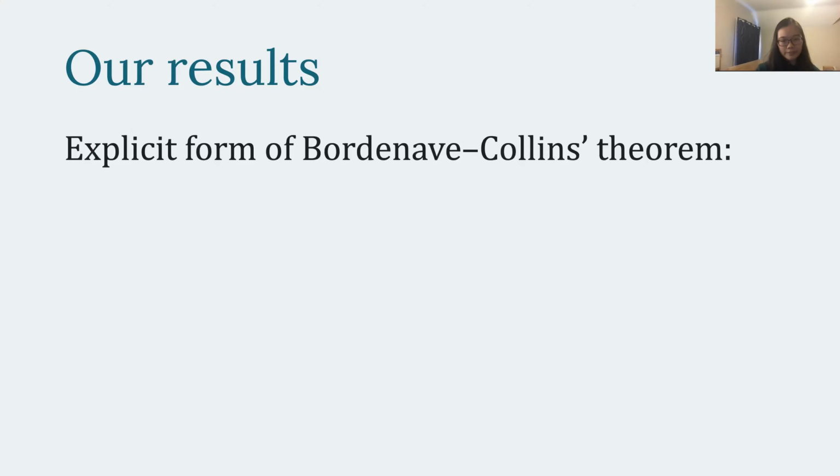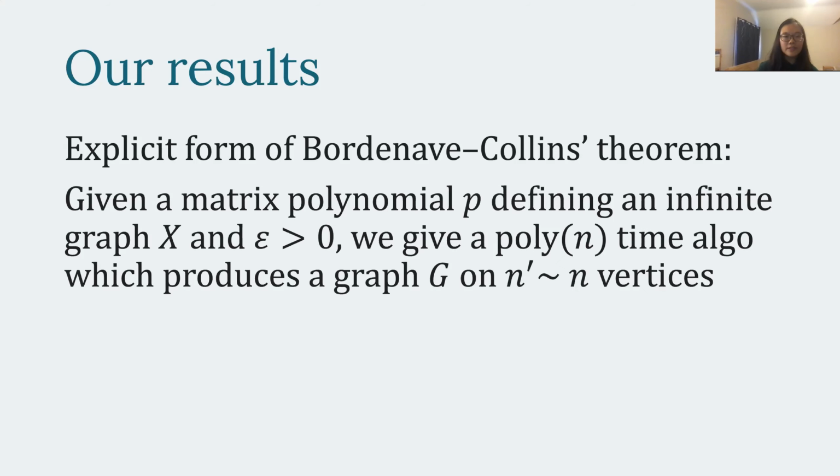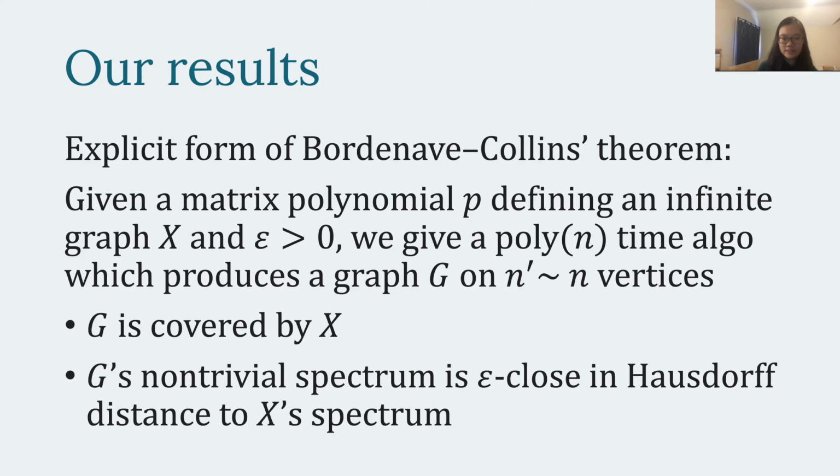And the second part of our paper is we prove an explicit form of the Bordenave-Collins theorem. So given some matrix polynomial and some epsilon, we have a polynomial time algorithm that produces a graph that locally looks like the infinite graph, and it also spectrally is close to the spectrum of the infinite graph in the same sense as I mentioned before.